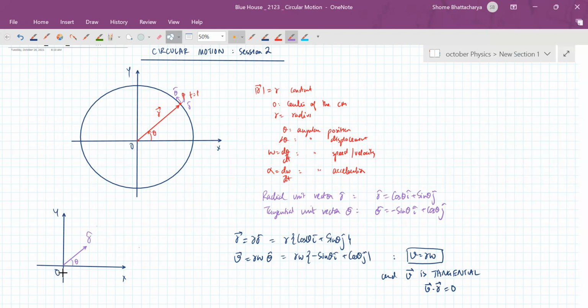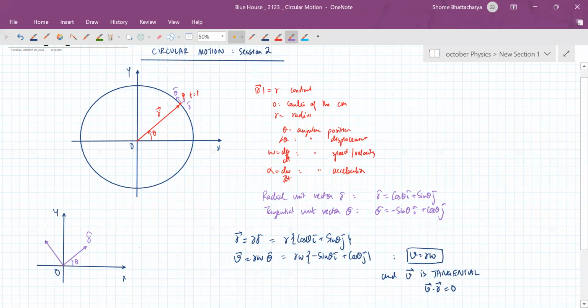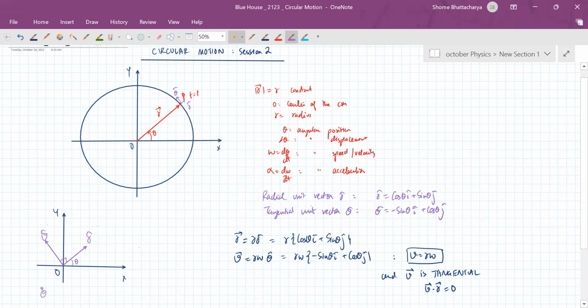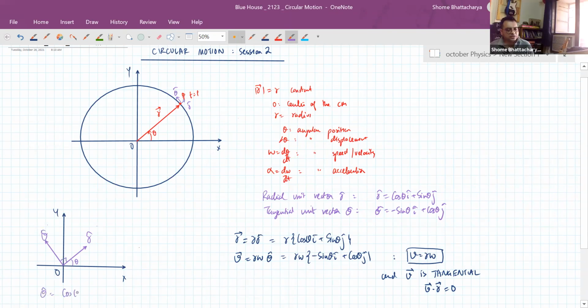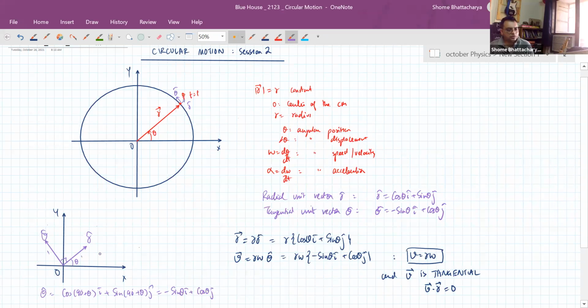So at that instant, where is the theta cap lying? It is perpendicular to this. It's along the tangent to the circle. So what angle is it making with the x-axis? It is making 90 plus theta. So theta cap will become cos of 90 plus theta, which is minus sin theta, and sine of 90 plus theta, which is plus cos theta. My only doubt was that minus sign. Okay, now it's clear.